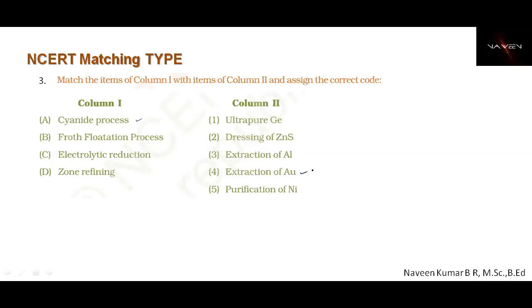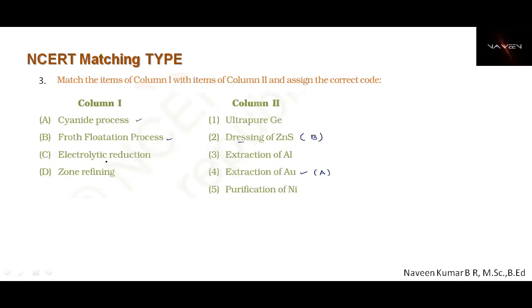So hence A is matched with 4. If we take the froth flotation process, we know that it is the method used for concentration of sulfide ores. Dressing refers to concentration or beneficiation. Zinc sulfide, as it is a sulfide ore, is concentrated by using the froth flotation method. Hence B is matched with 2.